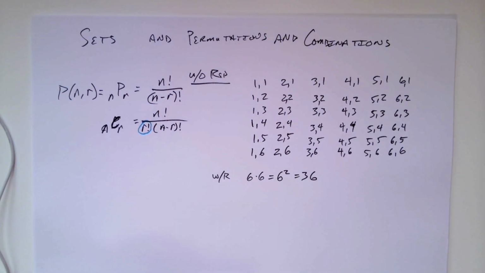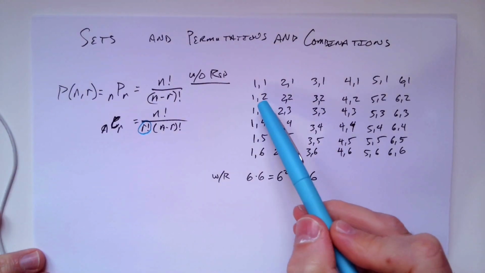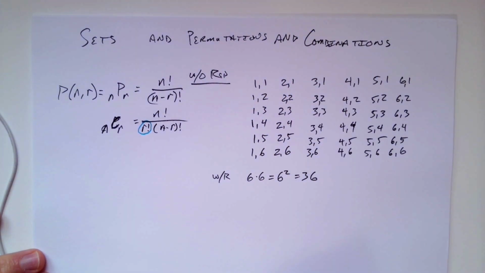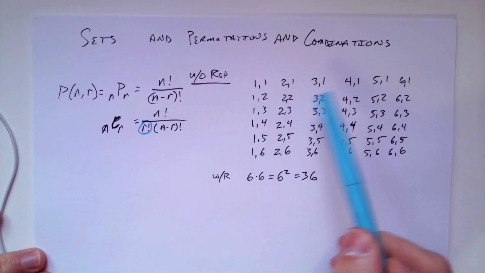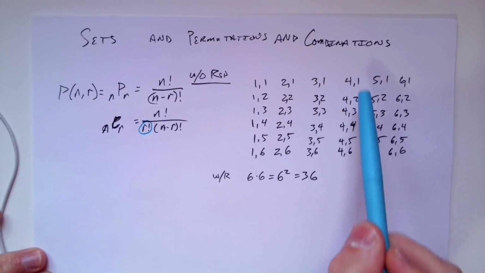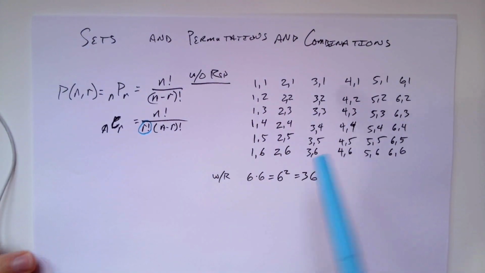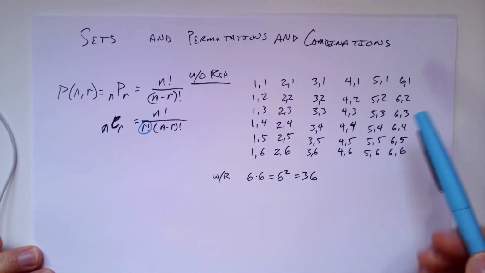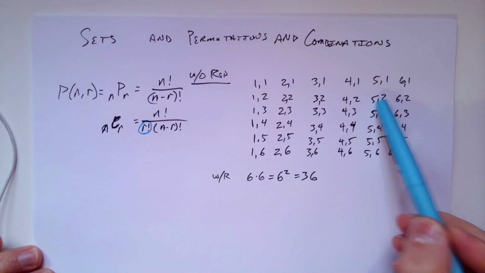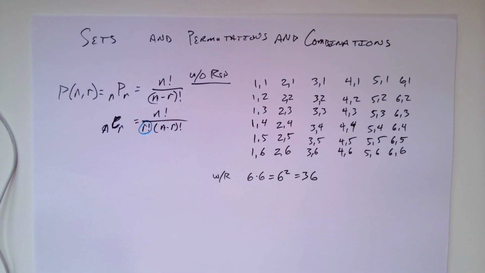Why is that r factorial there? That r factorial is taking into account every pair that uses the same pieces, right? So in this instance, you have 1 and 2, 2 and 1. Those are the same piece. Those are one combination. It's two permutations, but it's one combination. Same thing with 1 and 3 and 3 and 1, 1 and 4, 4 and 1, on down the line. Anytime you see multiple occurrences of the same thing, 2 and 5, 5 and 2, those are the same combinations.